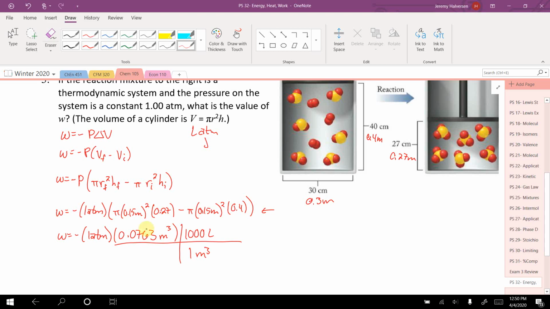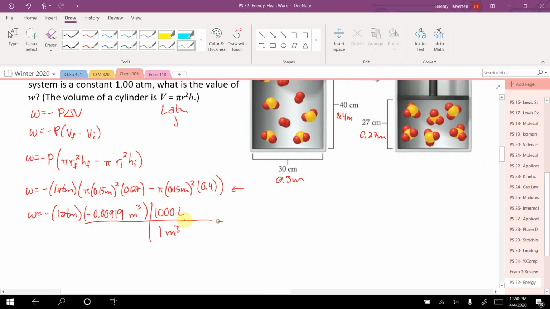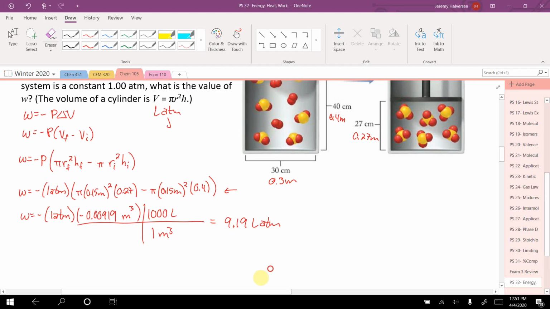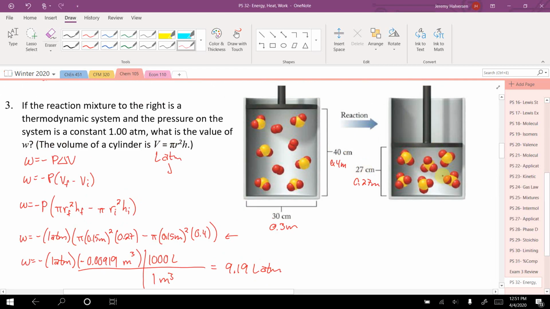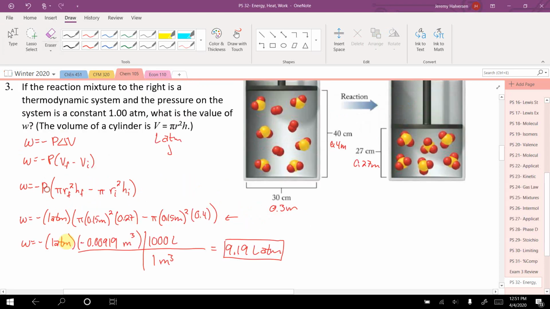There it is. Okay, so this is not that. It's actually negative 0.00919. Now I do this math and, with the negative out front, I get positive 9.19 liter atmospheres. Now I ask myself, should it be positive or should it be negative? Well, I'm compressing the gas, and when I compress, that should be positive. So there is my work. Sorry about the math issues there.